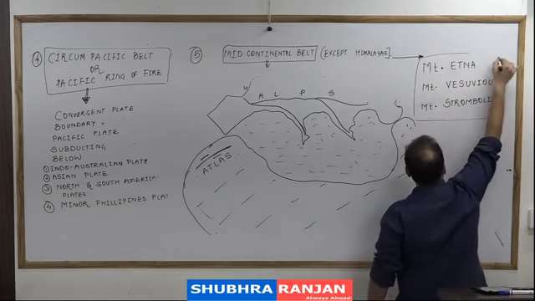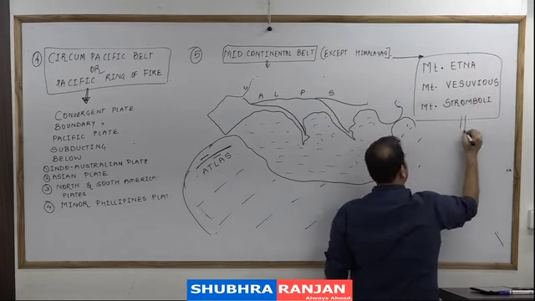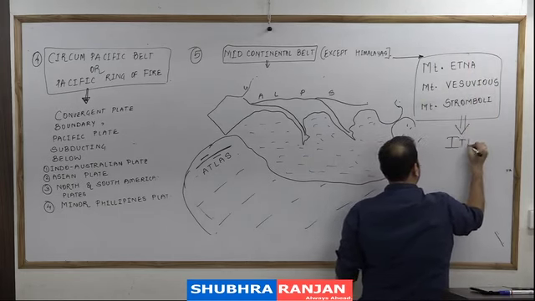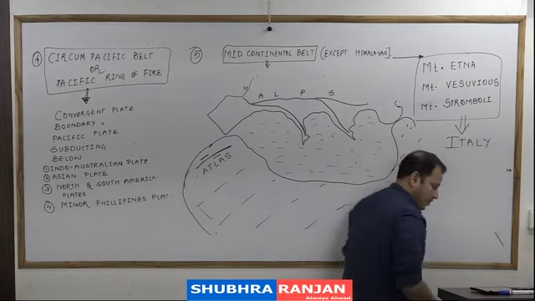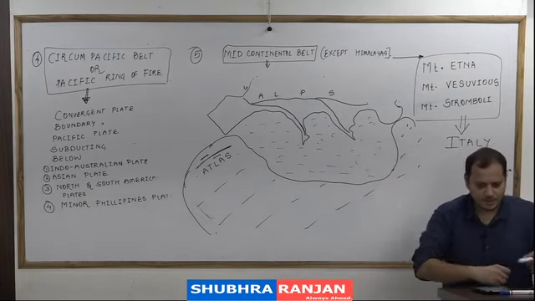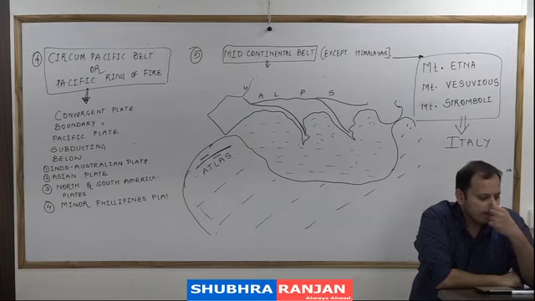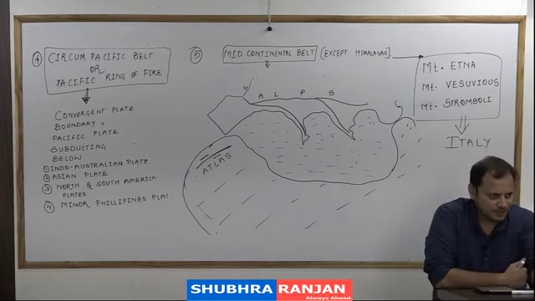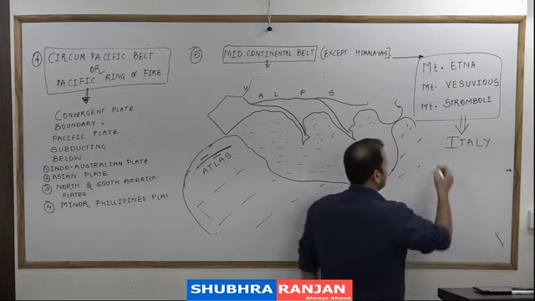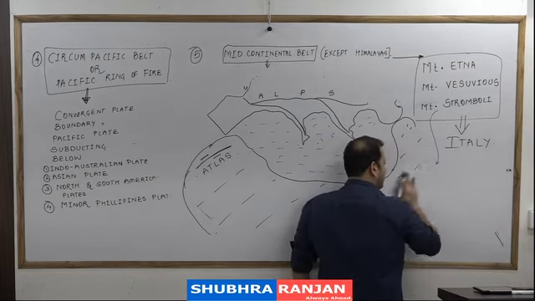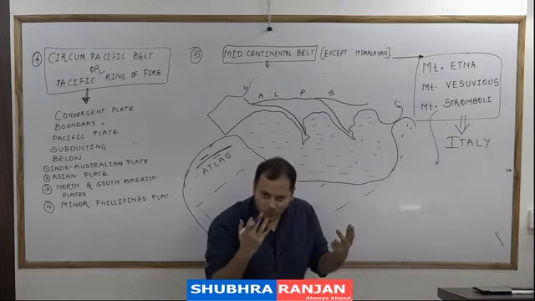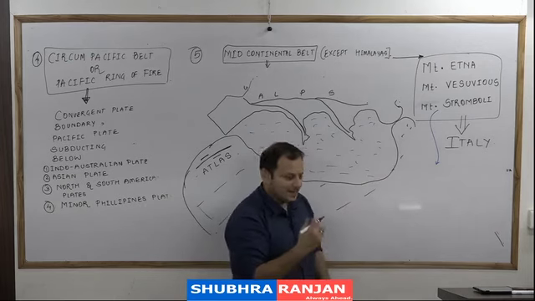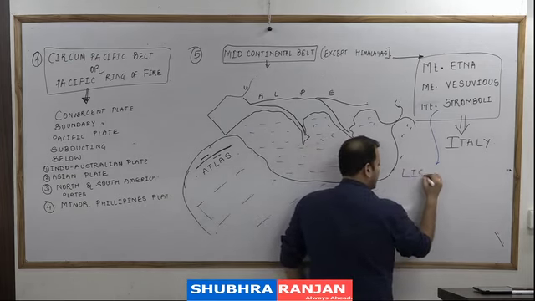These three volcanoes are located in which country? In Italy. So all these mountains are located in Italy. And those who have a little basic knowledge, among these three which is the most famous? Mount Stromboli. Why? Because it erupts so frequently. This is such a common volcano that it is known as the Lighthouse of the Mediterranean Sea.